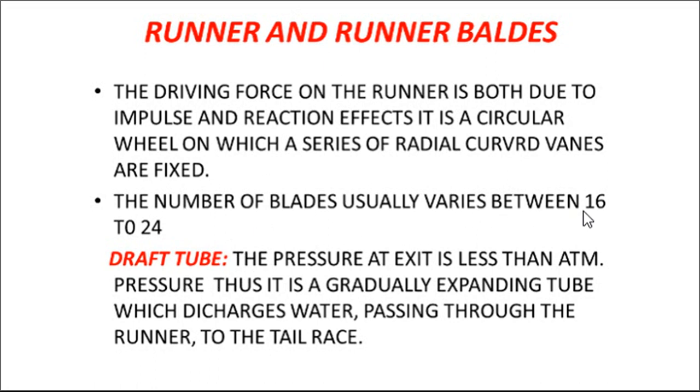Now the number of blades usually varies between 16 to 24. Now the draft tube: the pressure at exit is less than atmosphere. Since we are converting pressure energy into kinetic energy throughout, starting from the guide vanes and then the runner, at the exit the pressure may be less than atmosphere. But we have to discharge that water into the tailrace, so we have to increase the pressure. That pressure is increased by decreasing the kinetic energy or velocity using the draft tube. In the flow direction, the cross section of the draft tube increases.